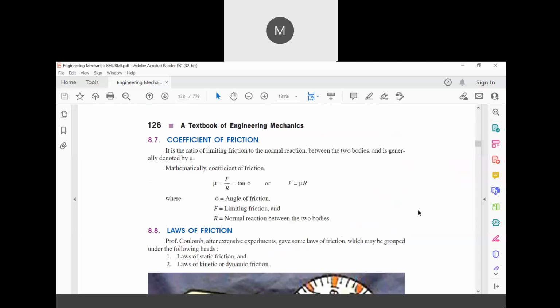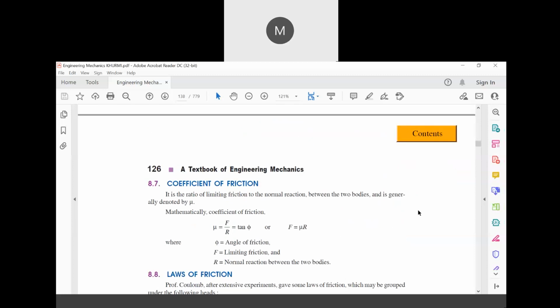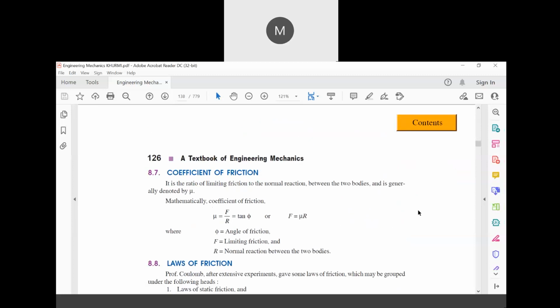So this is what the angle of friction is. I hope it is clear for all of you. So now, coefficient of friction. It is the ratio of limiting friction to the normal reaction. Just now we discussed what limiting friction is, and we all know what normal reaction is. It is denoted by mu. This mu is the coefficient of friction.